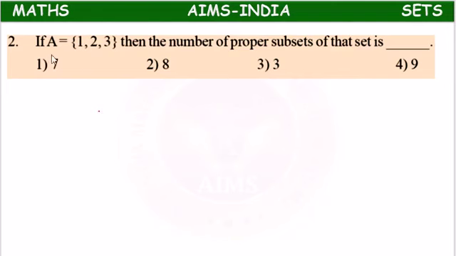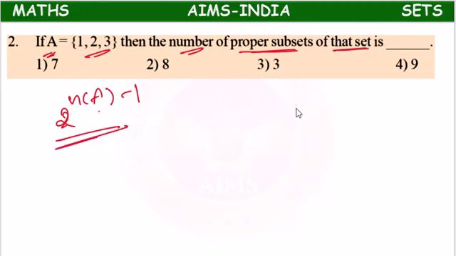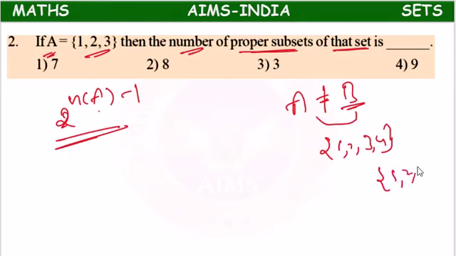Next. If A equals 1, 2, 3, the number of proper subsets of that set is. Proper subset, as we already told, means 2 power n of A minus 1. Why? B will be a proper subset of A if B is not equal to A, meaning A should contain at least one extra element compared to B.